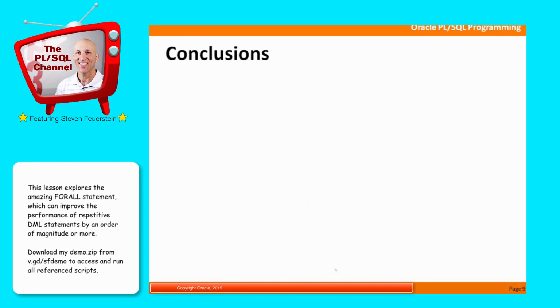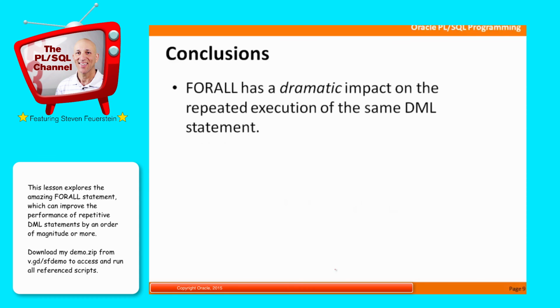Well, that's a lot of detail about the Forall statement. Clearly, the only way to get a handle on all this stuff is to play around with it yourself. So first of all, realize that the Forall statement has an incredible, dramatic impact on the performance of repeated execution of the same DML statement. Anytime you have a DML statement inside any kind of loop, cursor for loop, numeric for loop, etc., you should look to convert over to the Forall statement and achieve at least an order of magnitude, 10 times faster performance, perhaps much, much more than that. So look for every opportunity to use Forall.